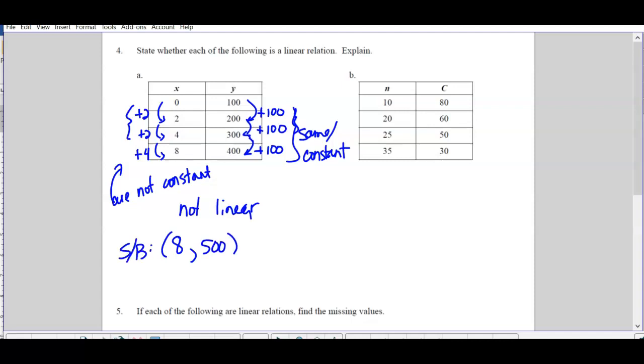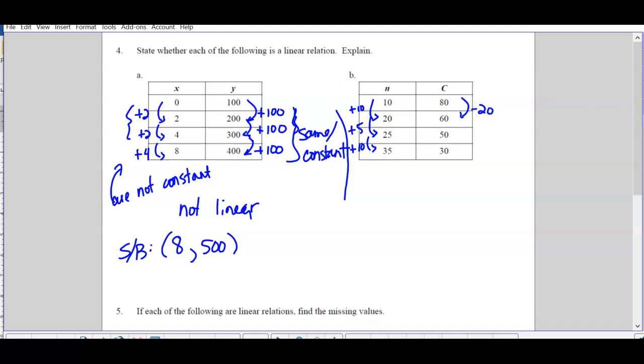Okay, next one up by 10. And you've probably done this back in math 8 and 9, right? This is not new. You just maybe didn't call them linear per se. Okay, so up by 10, up by 5, up by 10. Let's see what happens here.